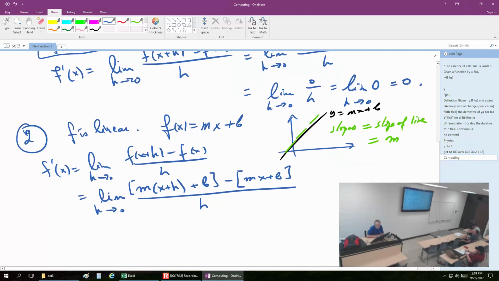Okay. H over H. Kind of. One step at a time. B will disappear. Okay, so what I'm left with is m, and then let me open up the rest. Mx plus mh minus mx.